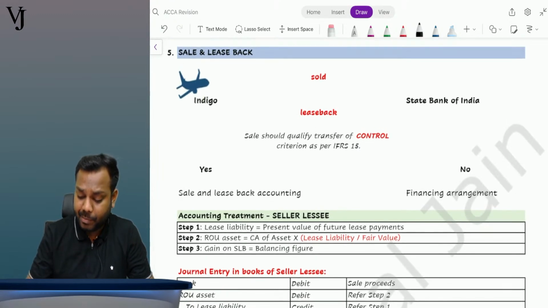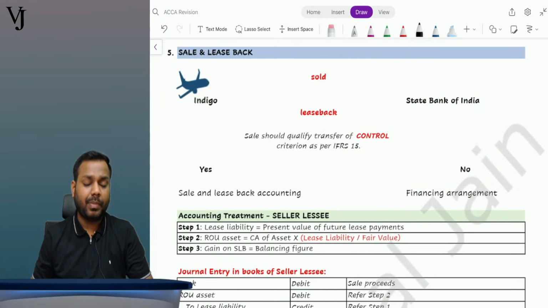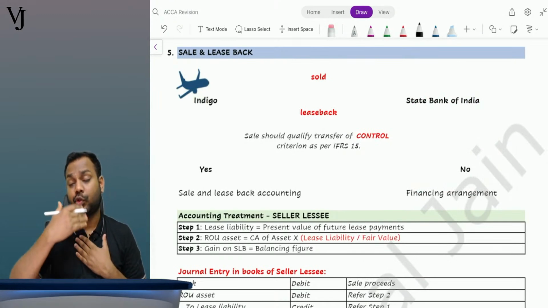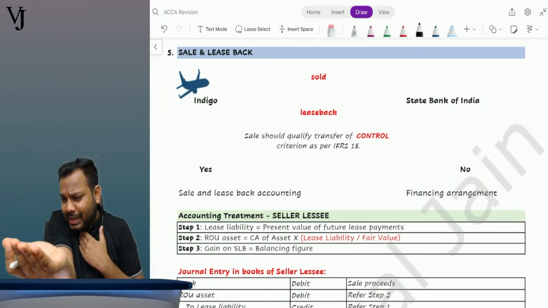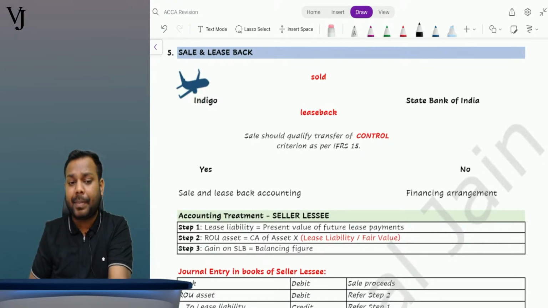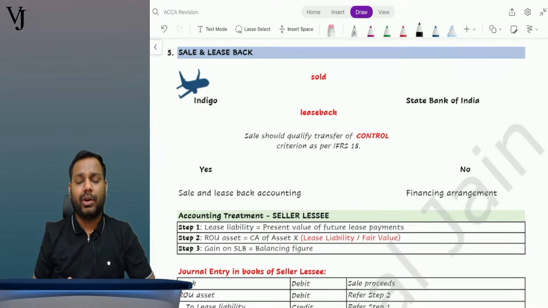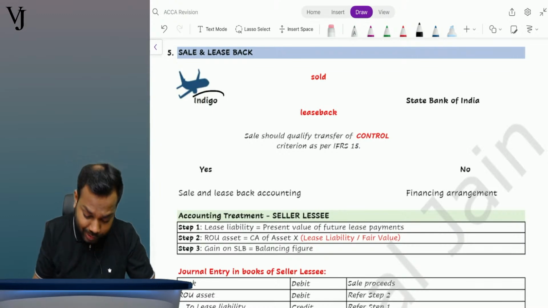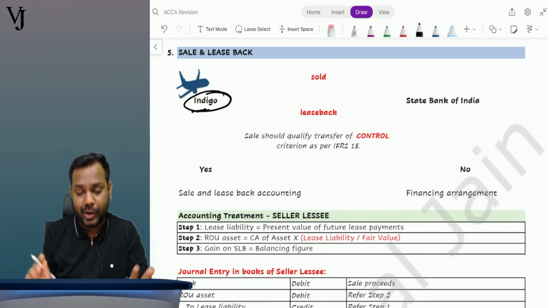Sale and lease back. Now, what is the meaning of sale and lease back? It means I had the asset, I first sold the asset and then took the asset back on lease. A classic example is Indigo. This concept was introduced also because of Indigo itself.